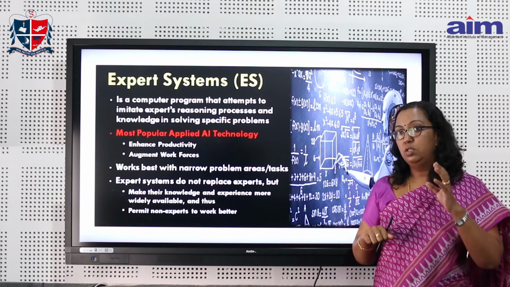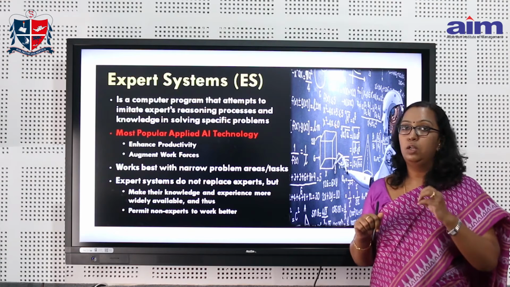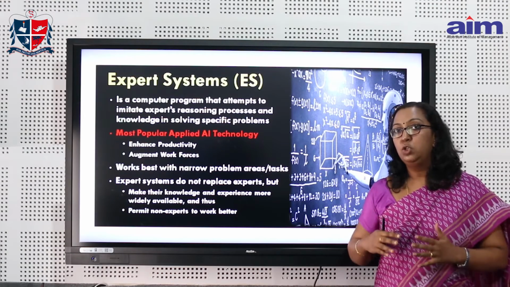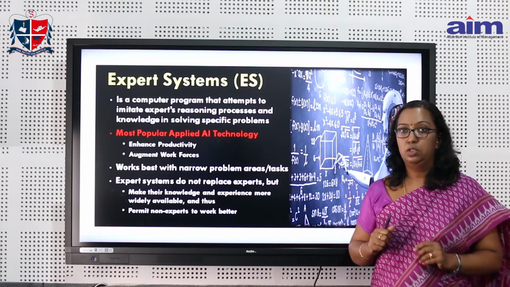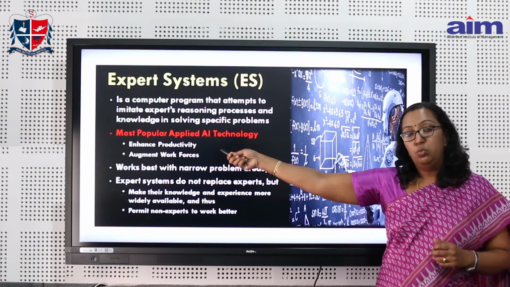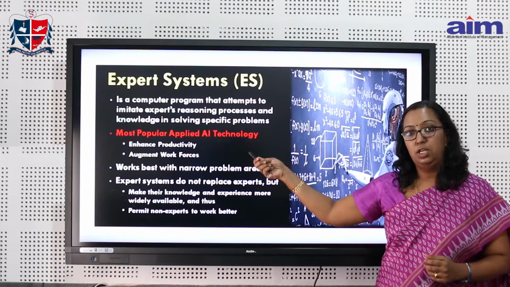So expert system is a system which can replicate the expert's knowledge, and the user can actually make use of the expert's knowledge and take decisions based on it. So that is what expert systems do. It is one of the most popular applications of artificial intelligence.